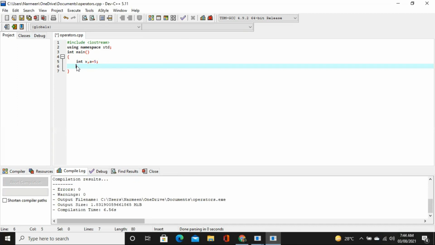pre-increment and pre-decrement operator, and then we have the post-increment and post-decrement operator, which obviously means that the operator is going to come in front of the operand in pre-increment or pre-decrement, and it's going to come behind the operand if you're talking about post-increment or post-decrement. And I'm just going to give you an example so that you get what I'm talking about, and what the difference is between them.